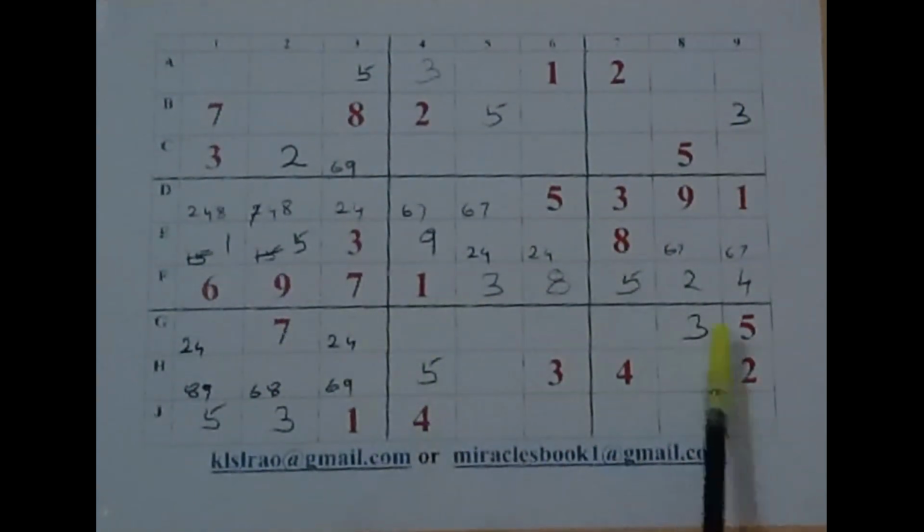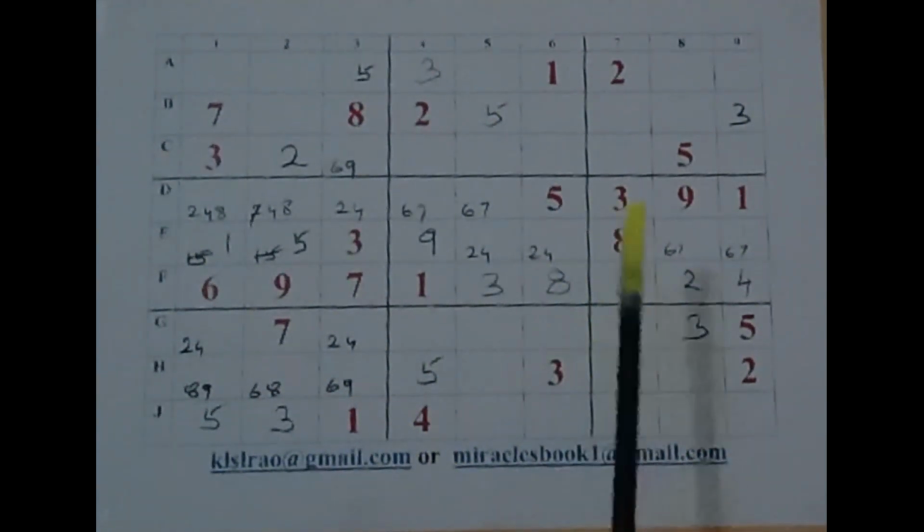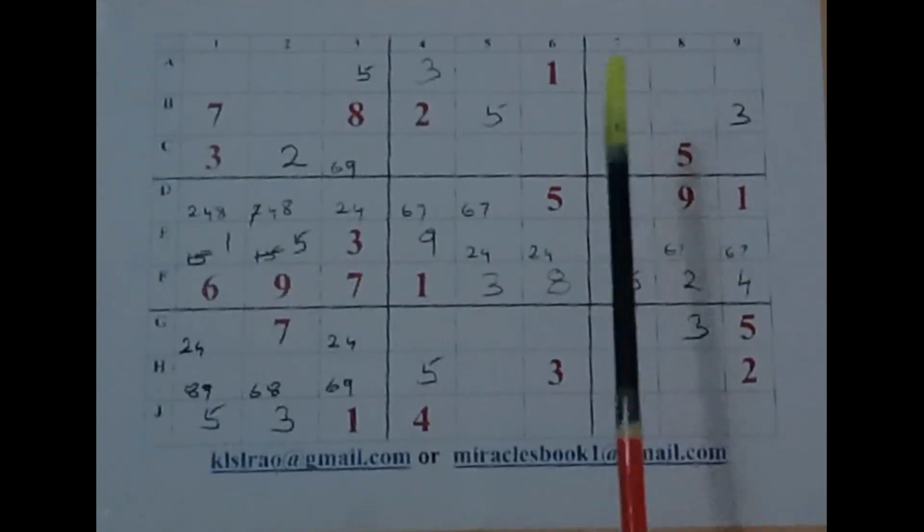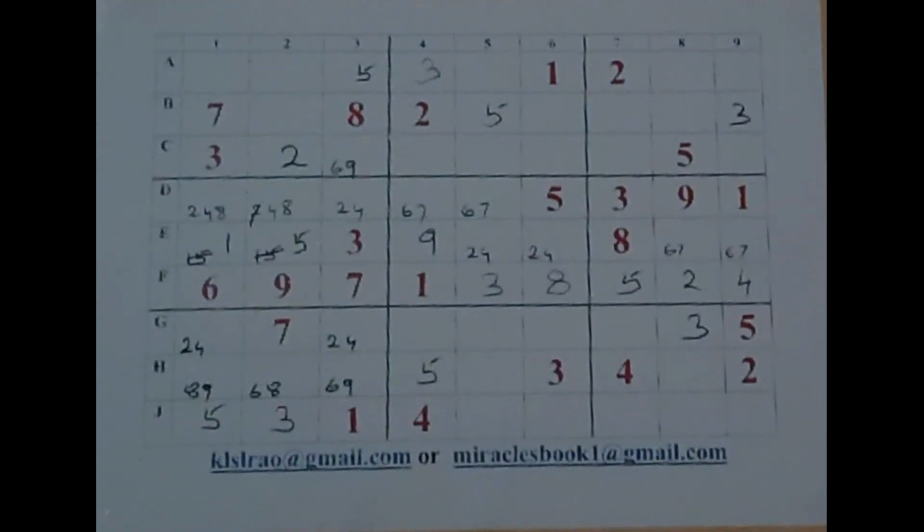Seven there, seven here. Okay. 1, 6, 7, 9. Okay. Here we got only four numbers. So can you still have a look?